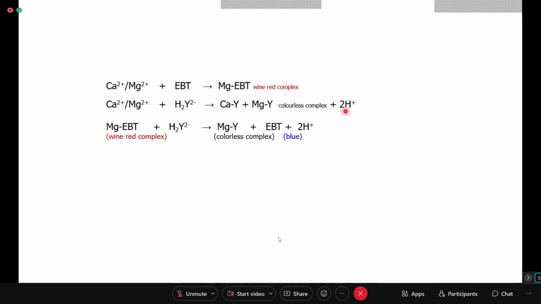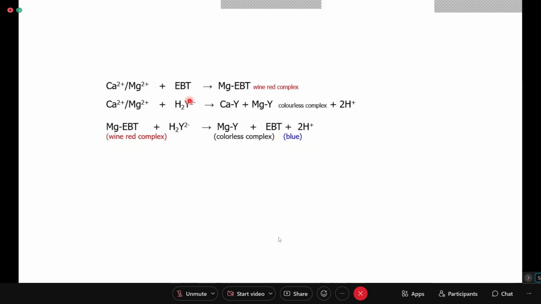The H plus released, the lowering of pH due to this H plus, is taken care of by the buffer which we are adding in the beginning of the experiment. And then you see that this ethylene diamine tetraacetic acid will, at the end, when no free calcium and magnesium are present, break the magnesium Eriochrome Black T wine red complex and form a magnesium EDTA colorless complex, and Eriochrome Black T is set free, which is blue in color. So some people write H2Y2-.